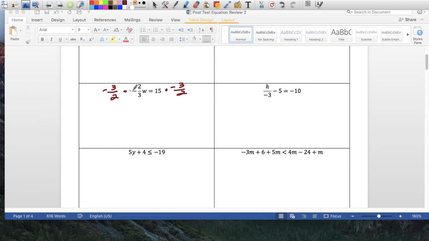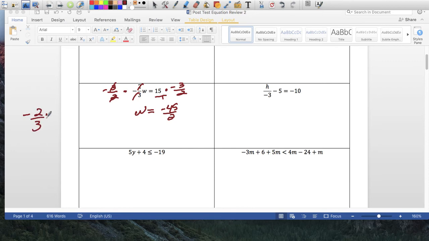Now on the left side, the negative and negative is going to be a positive, so that's great. It's what we want. And then the 3 and the 3 will cross out. The 2 and 2, they simplify to 1, right? So we have what we want, which is just w. On this side, 15 times -3/2 is going to be, can we simplify anything? We can't. So I'm just going to write -45/2, because 15 times -3 is -45, and 1 times 2 is 2. So our answer is -45/2. Leave it as a fraction.